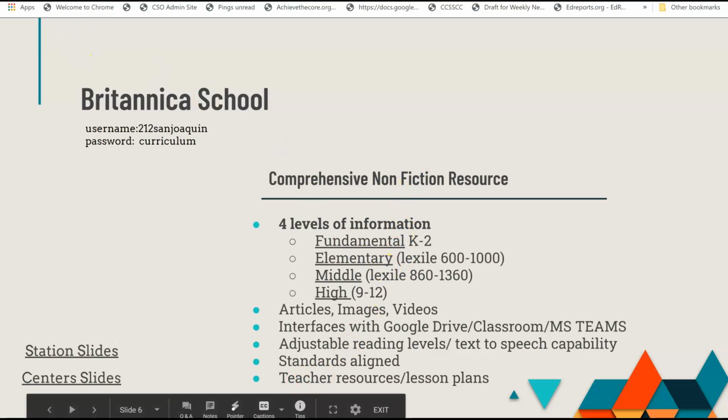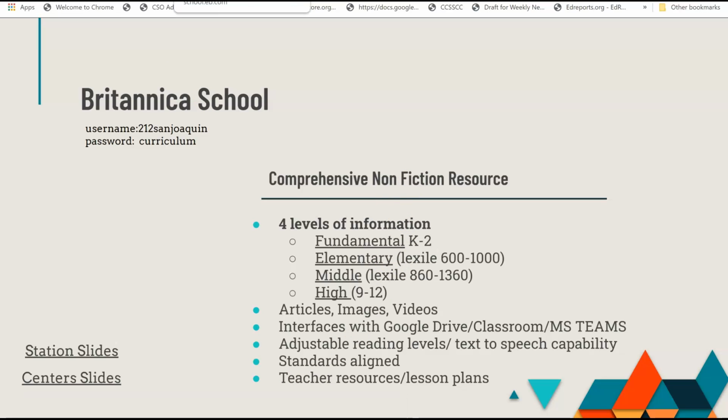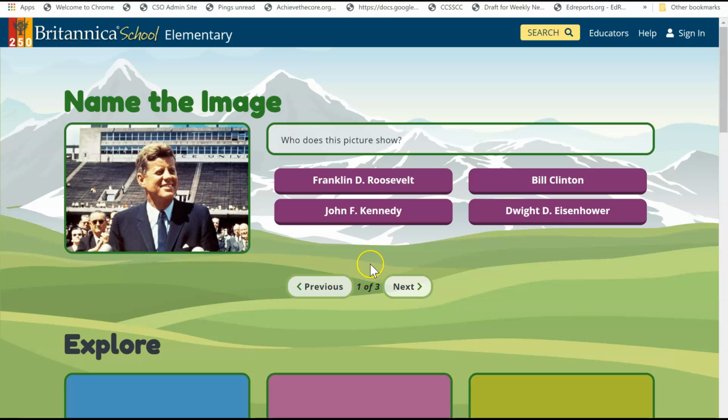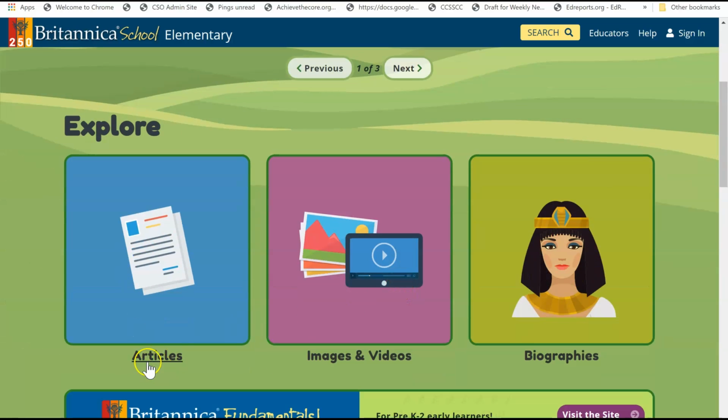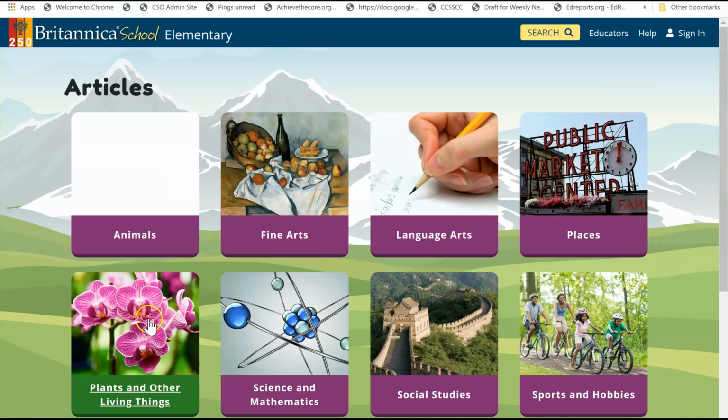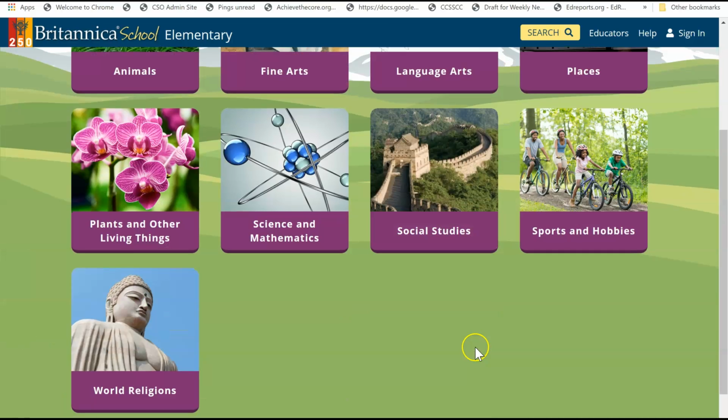If we look at elementary, this is going to be a little bit more complex. There's always going to be a question at the top that the students could answer. Again, we've got 3 different areas. We've got articles, images and videos, basically the same sort of information, but in images and videos format. And then this is very different. It's biographies. So if I look here under articles, you'll see that there's many different areas.